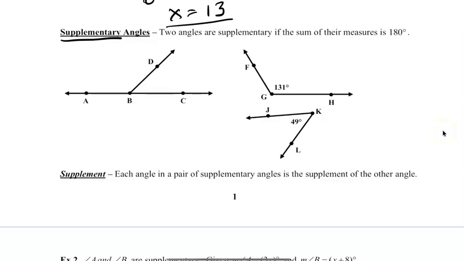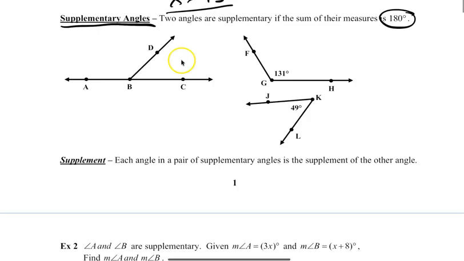Next, supplementary. Same concept, but now they're going to equal 180. So they make a straight line. So you can see these two, right? Which angles are supplementary? It's going to be angle ABD and angle DBC.